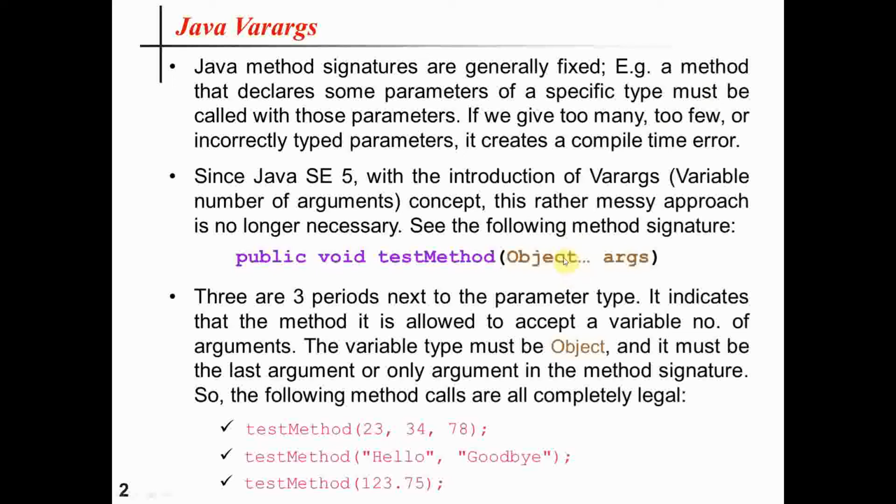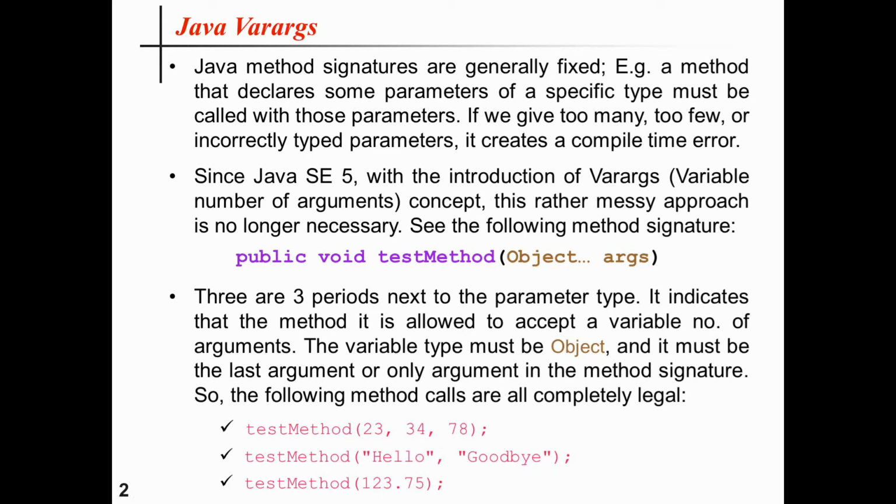So if we see the following three method calls, in the first method call we have three integers, 23, 34 and 78. So we have three integer parameters, and they get converted into Object type implicitly. Actually it is using the concept of auto boxing. So this is the idea.